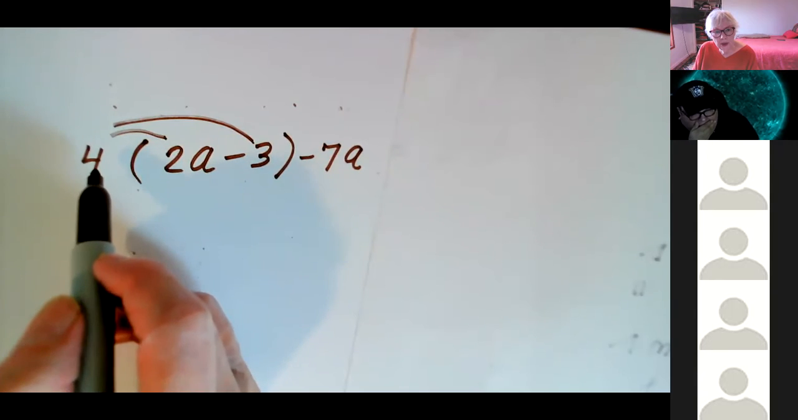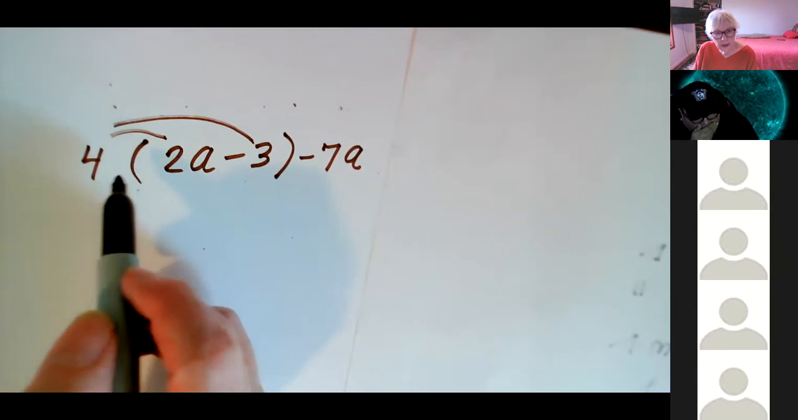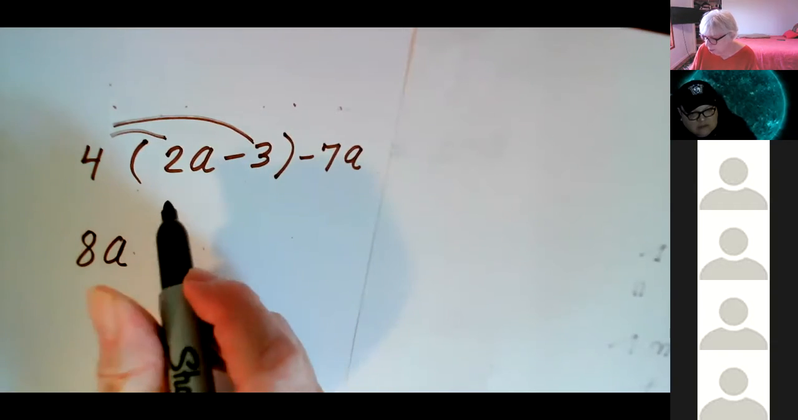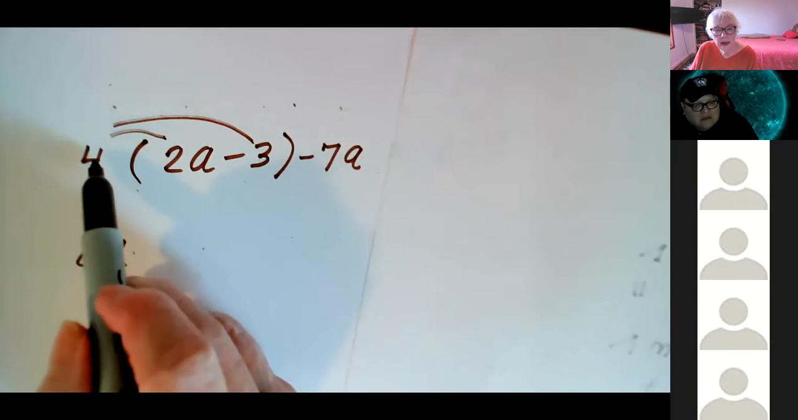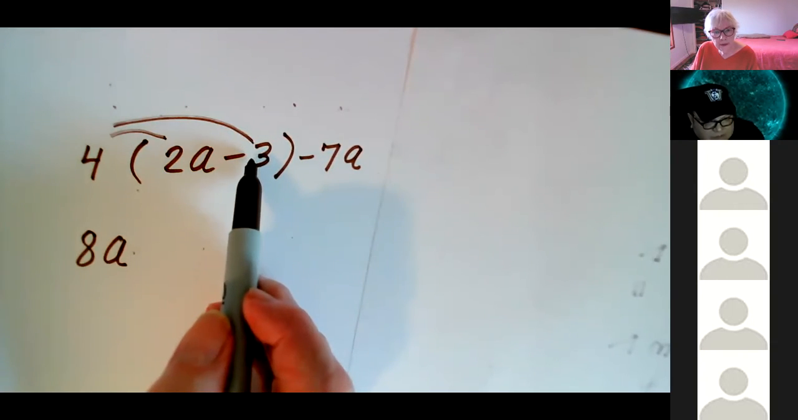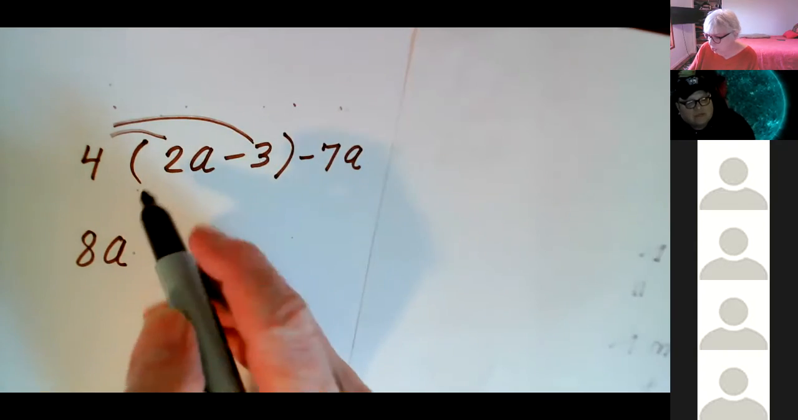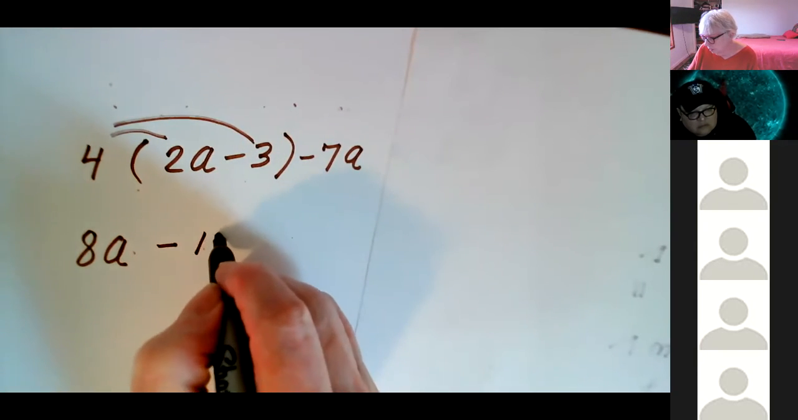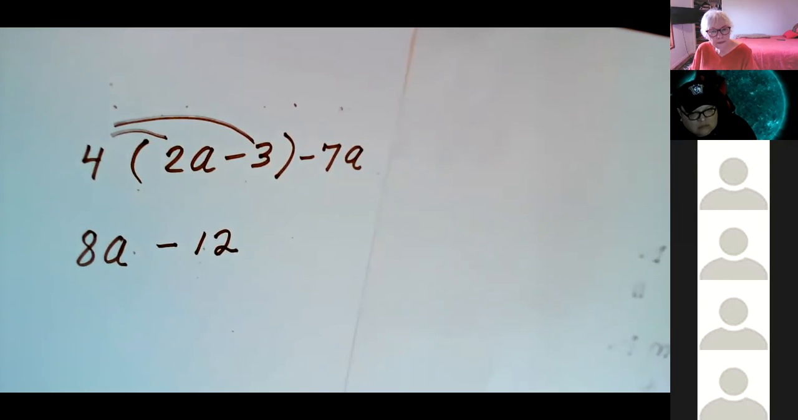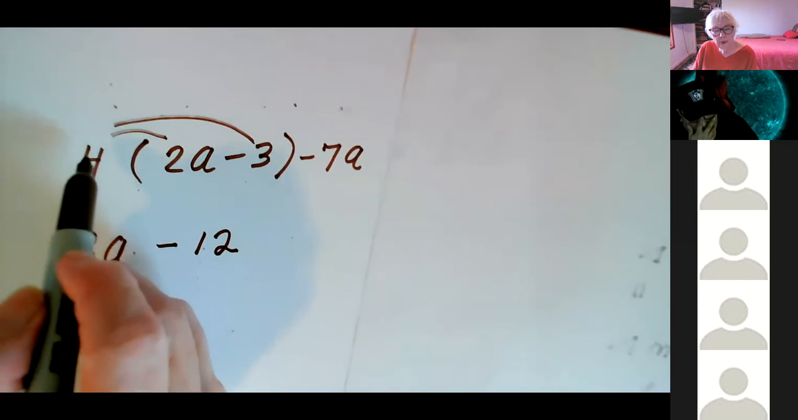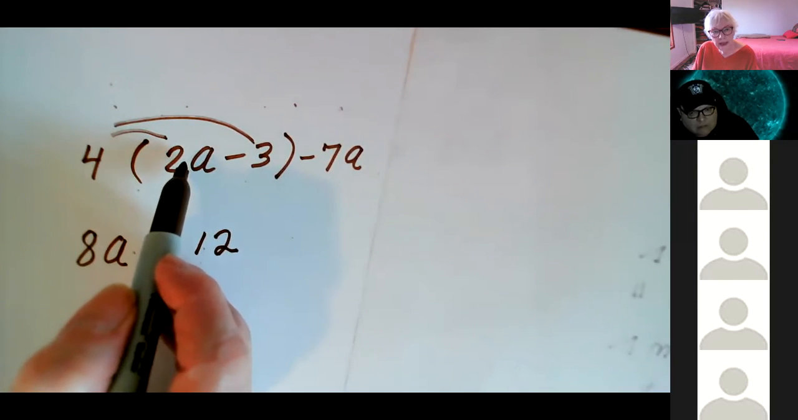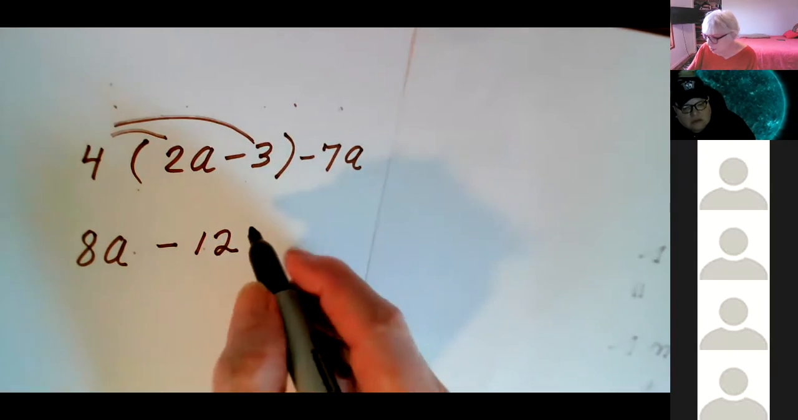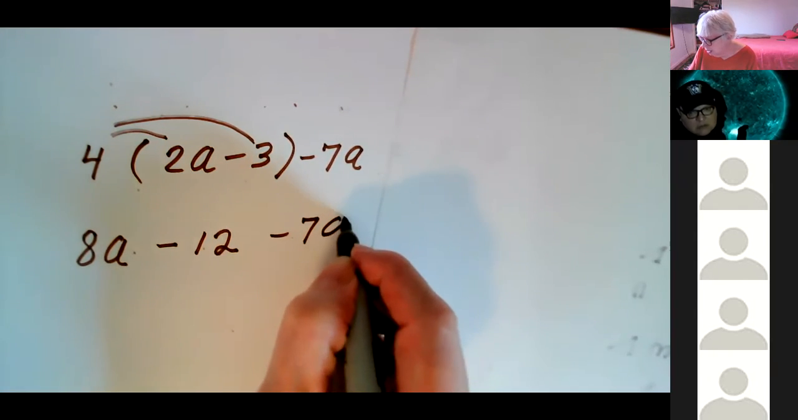So this is 4 times 2a. And I think we can do it in our heads. 4 times 2 is 8a. Now this is 4 times negative 3. So it's minus 4 times 3 is 12. Everybody good on that? 4 times 8a, 4 times 3 is 12, but it's minus. And then there was a minus 7a.